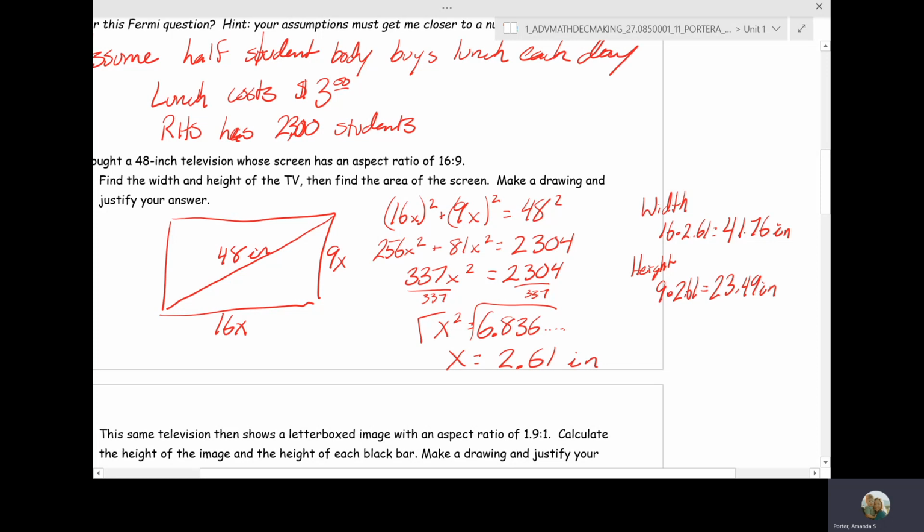And if I want the area, I need to take the two dimensions that I just found, 41.76 and 23.49, and I need to multiply those together. Right, it's an area, so length times width, or width times height in these terms. So the area is 980.94 square inches.